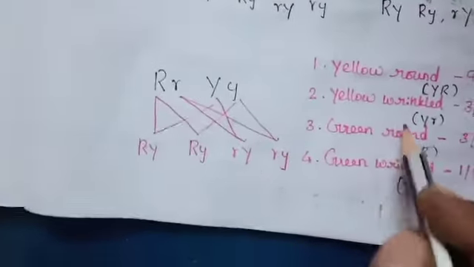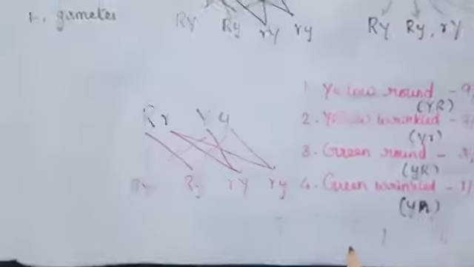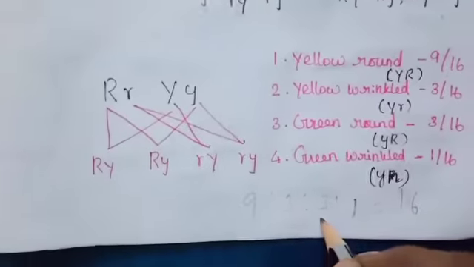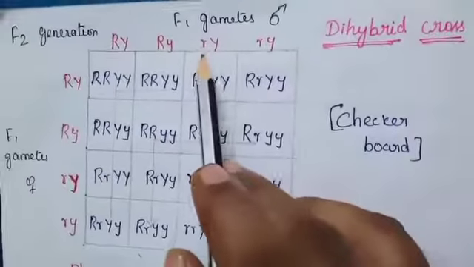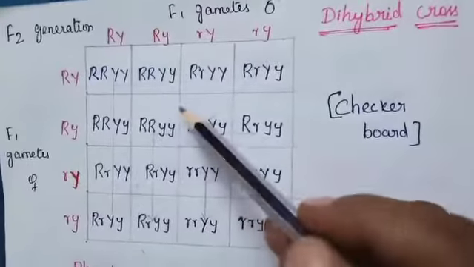So these four types of gametes of the F1 dihybrid unite randomly in the process of fertilization and produce 16 types of individuals, in the ratio of 9:3:3:1. This is the F2 generation. This is the checkerboard method, or Punnett square.